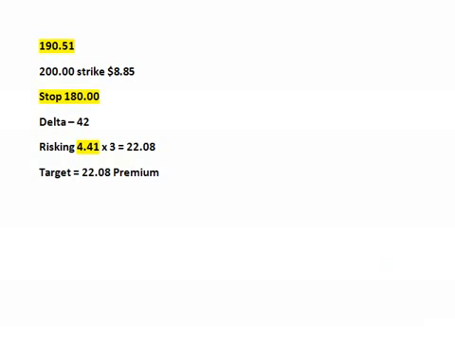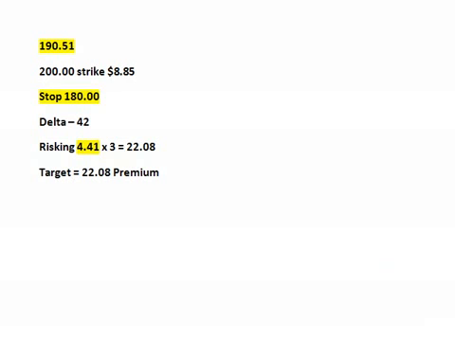If our stop is 180 and our stock price is $190.51, we're risking $10.51 as far as stock is concerned. But if we want to calculate what we're risking as far as the option is concerned, we're going to take that 10.51 and multiply it times our delta of .42. So we go 10.51 times .42, and we get $4.41. Okay, so we're risking 4.41.